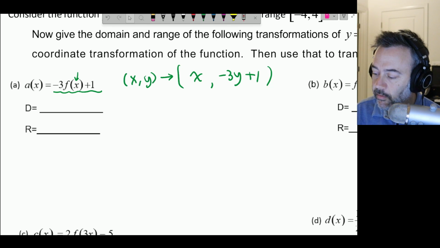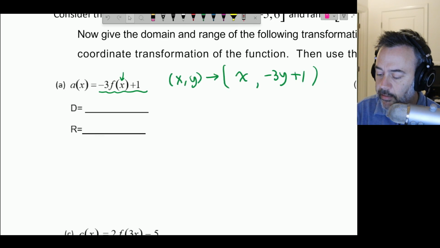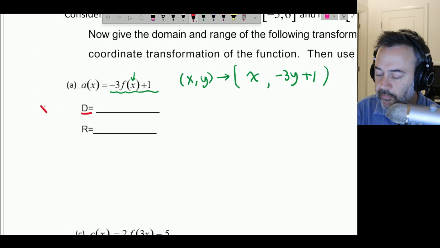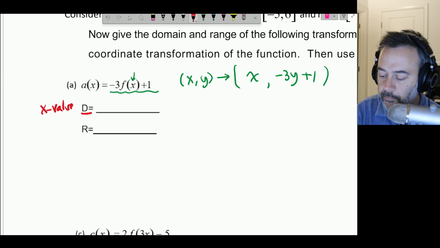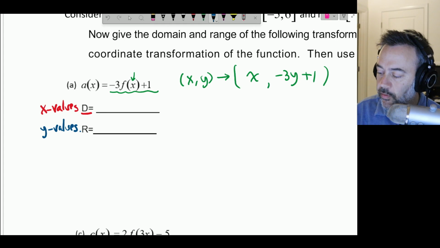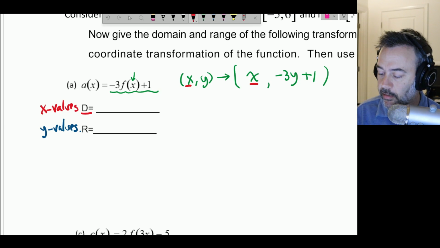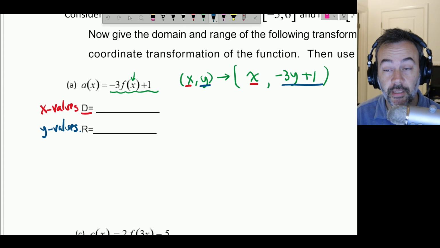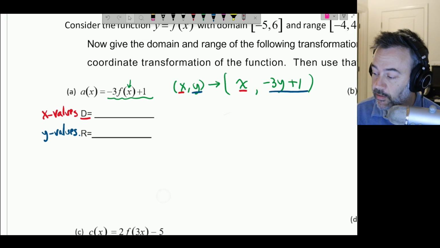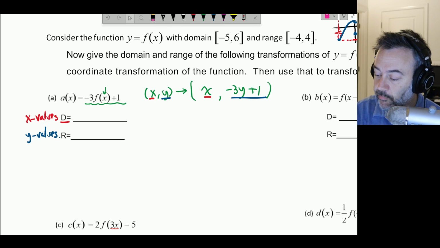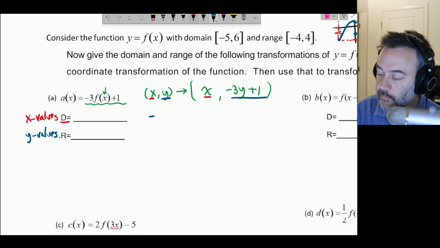Okay, now the key is that the domain are x values. The range are y values. So the x transformation changes the max and min of the domain, and the y transformation changes the max and min of the range. So let's get those numbers. I'll do the domain in red because I colored it red there.